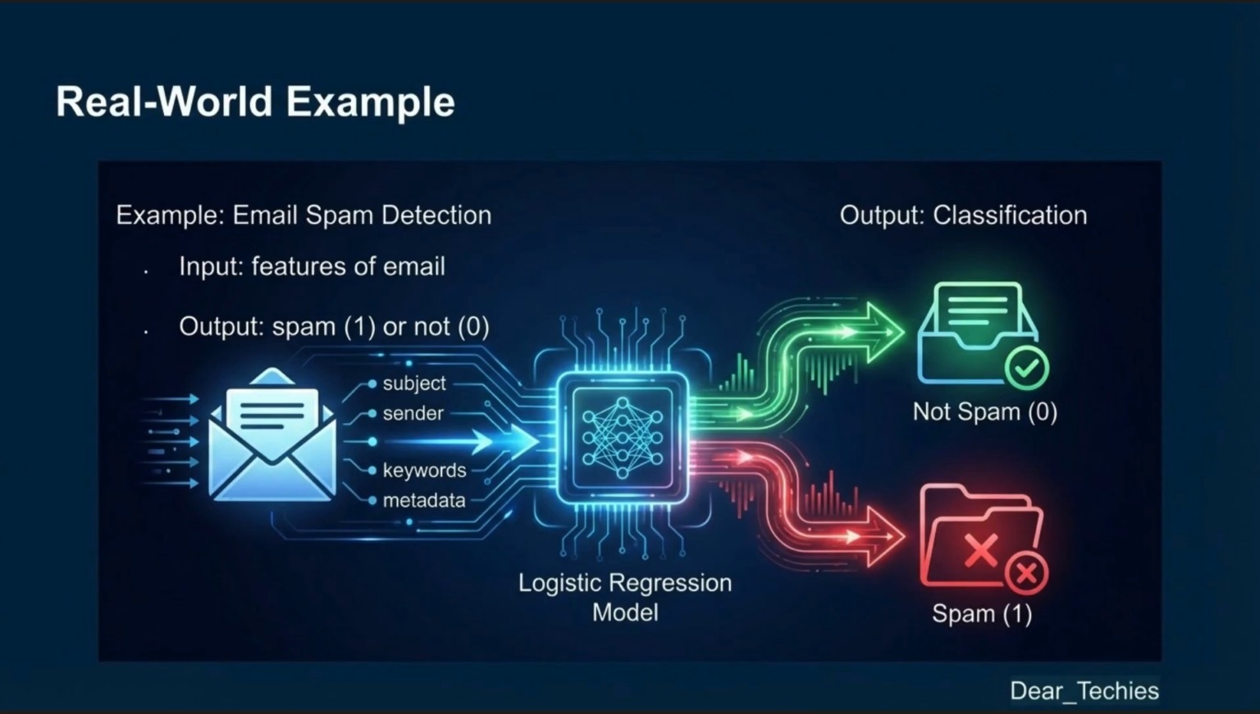Let's take a simple real-world example, detecting whether an email is spam or not. We extract different features like number of links, suspicious words, sender information, and so on. The model calculates a probability that the email is spam. If the probability is greater than 0.5, we mark it as spam. If it is less, we consider it safe.